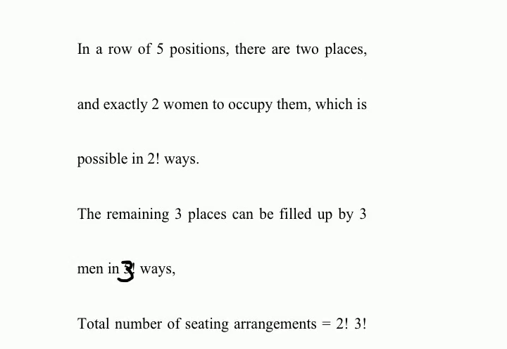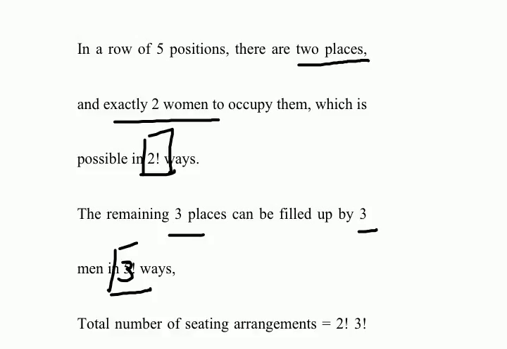So here is the formal official explanation. In a row of 5 positions, there are 2 places that exactly 2 women can occupy, and that's possible in 2 factorial ways. The remaining 3 places can be filled up by 3 men in factorial 3 ways. Hence the total number of seating arrangements is 2 factorial into 3 factorial, which is 6 into 2, 12.